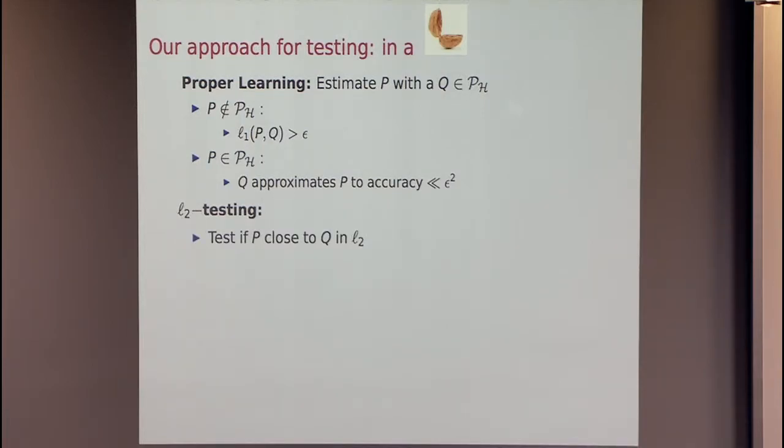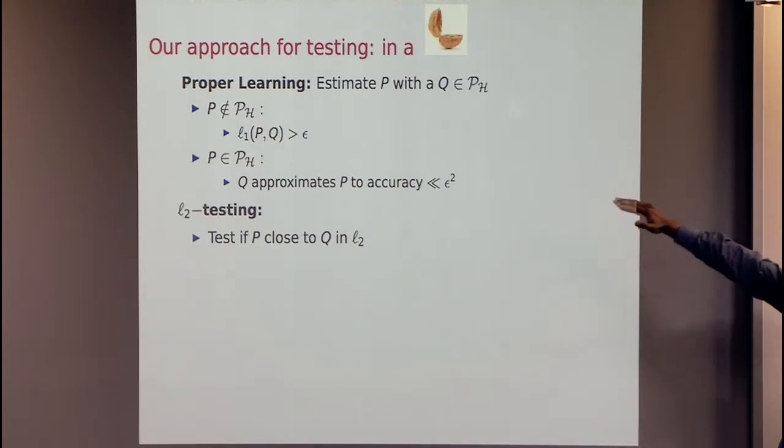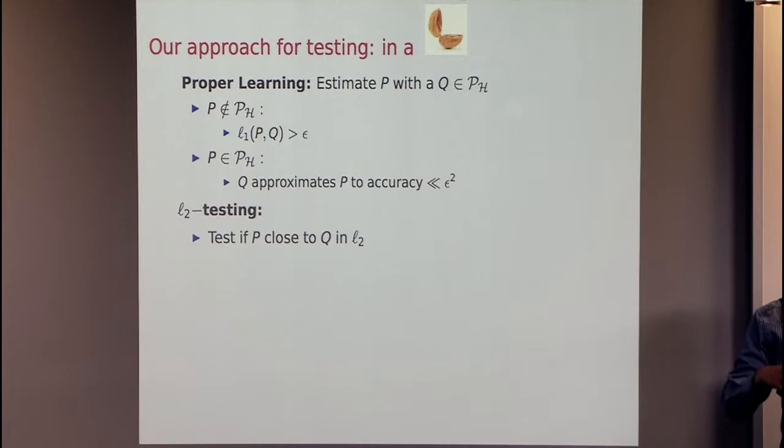So that's the entire algorithm, and we'll show that this approach is actually nearly optimal for two broad classes of distributions. Any questions? What do you mean estimate P with a Q? So you are given samples. You assume that your underlying distribution is in the class, and then try to find a distribution that's closest to these observed samples.